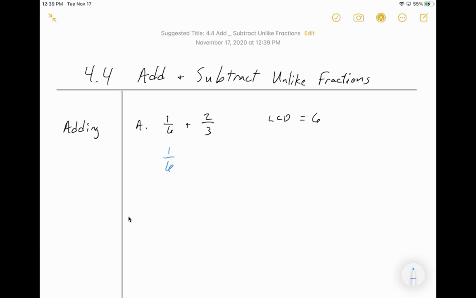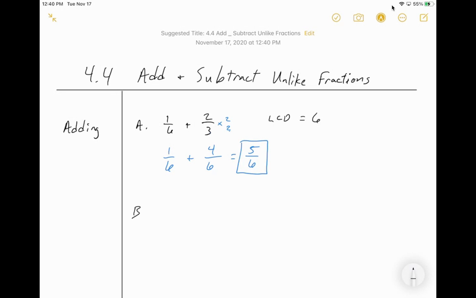So my LCD is 6, so that means I can say, all right, well, perfect. This one is already in 6 at the bottom. And this one, I just need to multiply by 2 over 2. All right, so let's go ahead and do that. 2 times 2 is 4. 3 times 2 is 6. Okay, same denominator now, right? Let's go ahead and add those together. 1 plus 4 is 5 over 6. So again, with unlike denominators, you need to find the common denominator, right? And then it just becomes like a like denominator problem, like a like fraction.